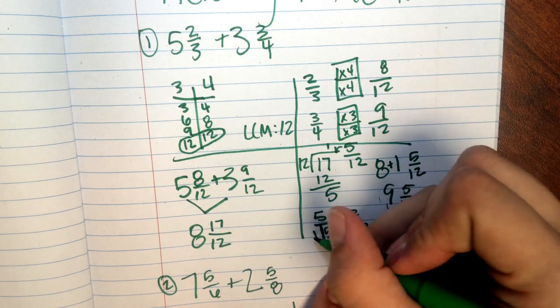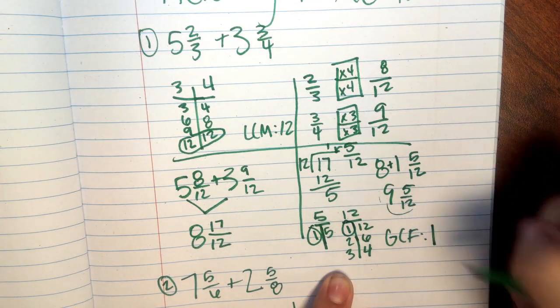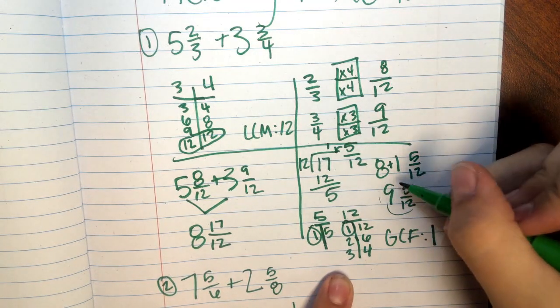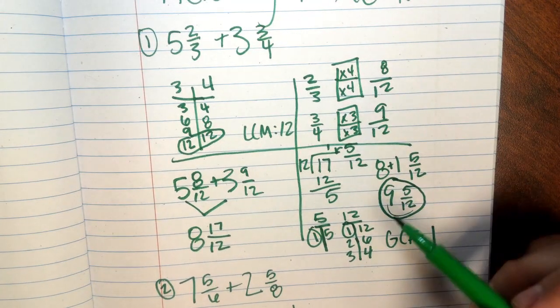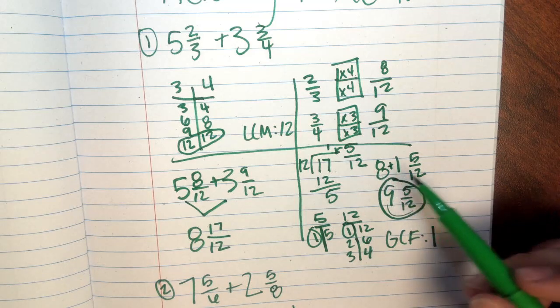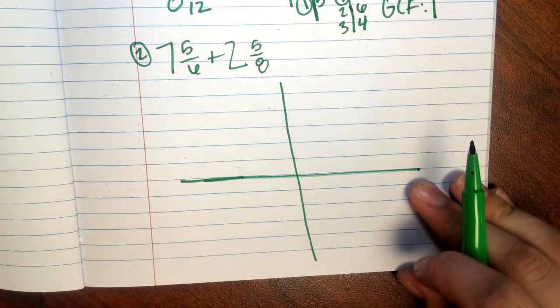So coming over here, they have a 1 in common, and that's it. If my greatest common factor is 1, there is nothing for me to do. I am in its simplest form, and I am done. So my final answer is 9 and 5 twelfths. All right, let's do our next one.